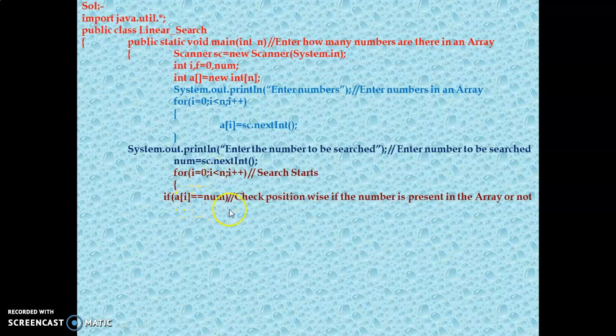So in the 0 position, if you get the number, then very good. Then we change the flag from 0 to 1, because we got the number, and we break the loop. That means it is unnecessary for this for loop to continue, so we can break here, come out from this for loop, and print that the search is successful. Okay, so we just close this.